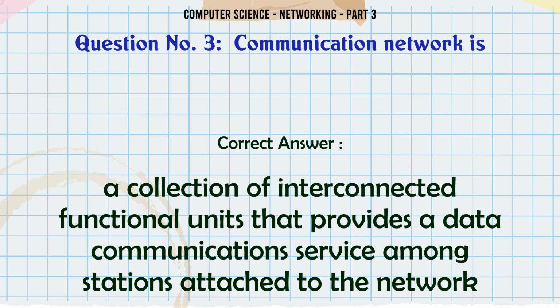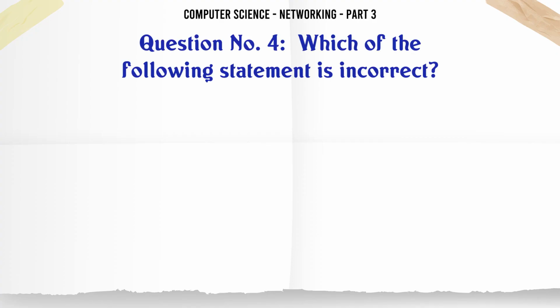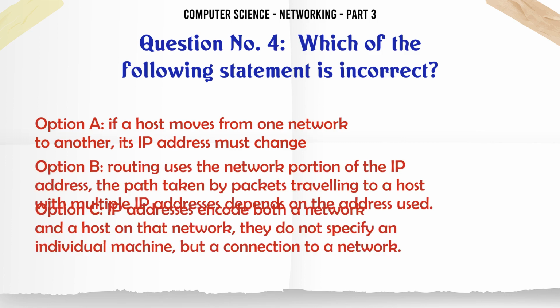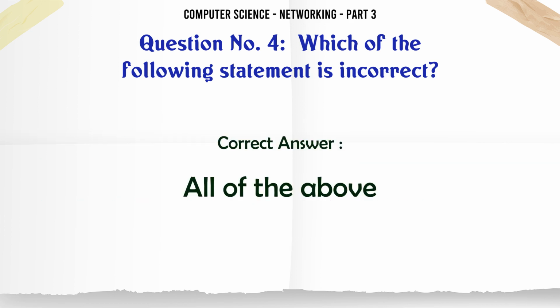The correct answer is a collection of interconnected functional units that provides a data communications service among stations attached to the network. Which of the following statement is incorrect? A. If a host moves from one network to another, its IP address must change. B. Routing uses the network portion of the IP address. The path taken by packets traveling to a host with multiple IP addresses depends on the address used. C. IP addresses encode both a network and a host on that network. They do not specify an individual machine but a connection to a network. D. All of the above. The correct answer is all of the above.